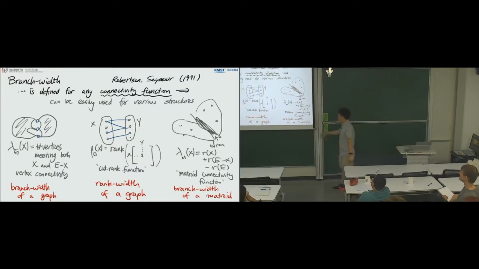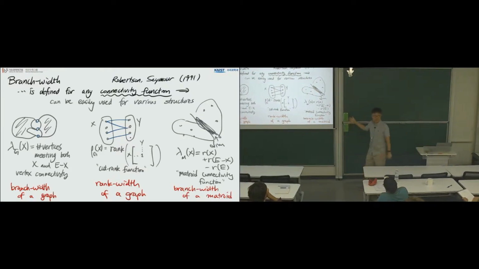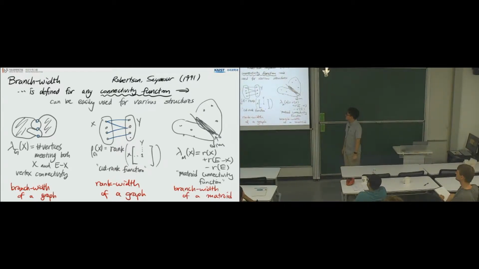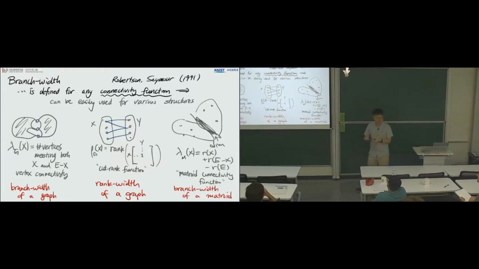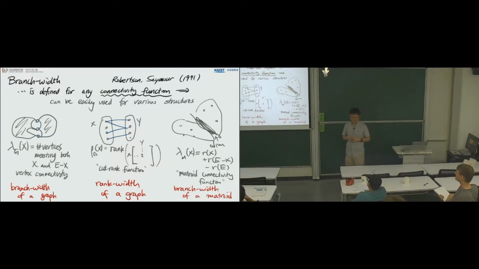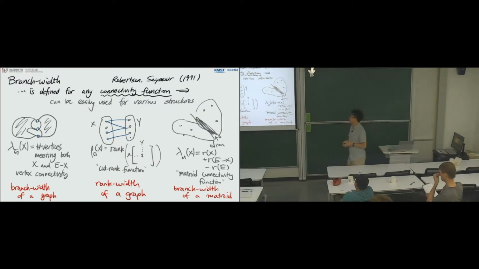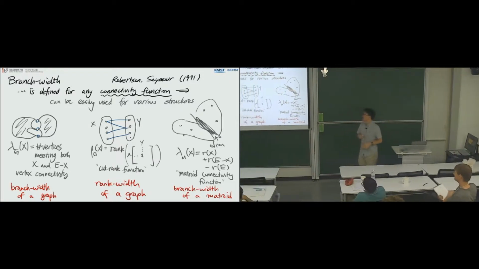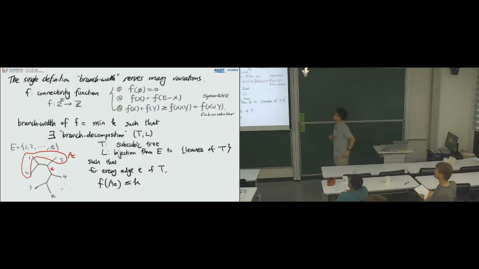And then you get the definition of branch width of matroid. So for any discrete structure, if you have a good connectivity function, you can plug in and use branch width. So can you do something similar for tree depths? Okay, so that's what I want.